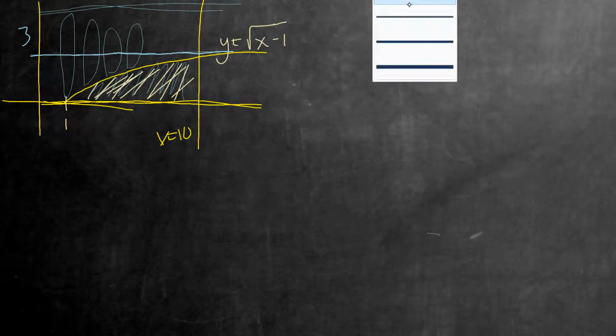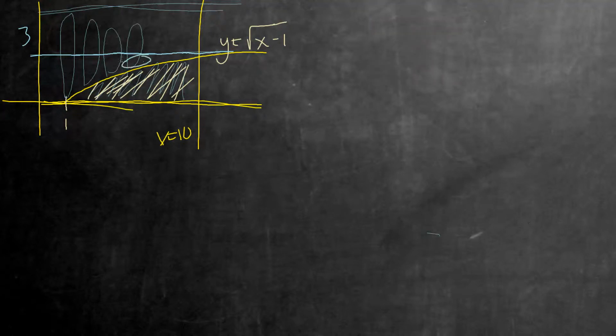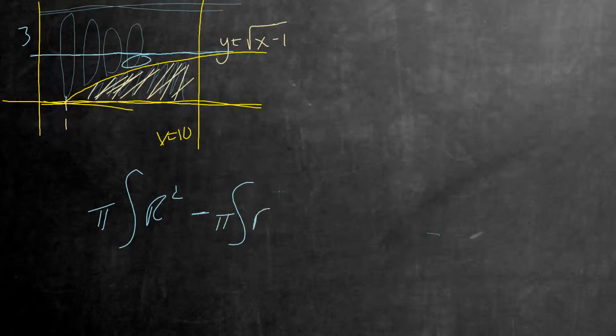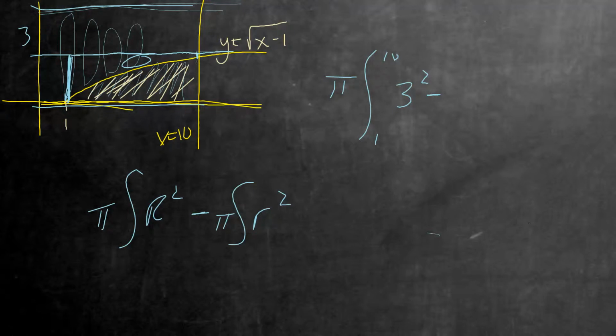So if we have a hole, we've got to use washers, and we want to do pi big R squared minus pi little r squared. So it's always just a matter of what is our big R? Our big R is actually just going to be the 3, the cylinder. So that's a nice convenient one. From again 1 to 10 of 3 squared minus our hole has a radius of 3 here and a radius of 0 here.